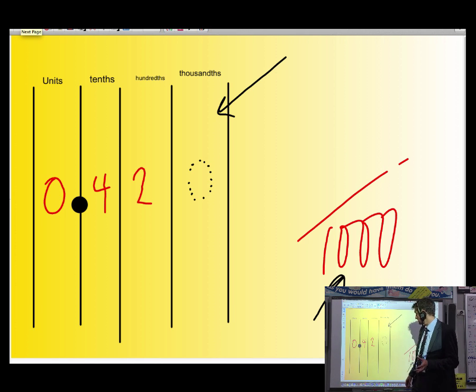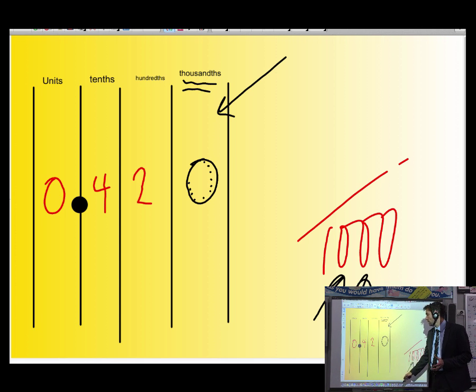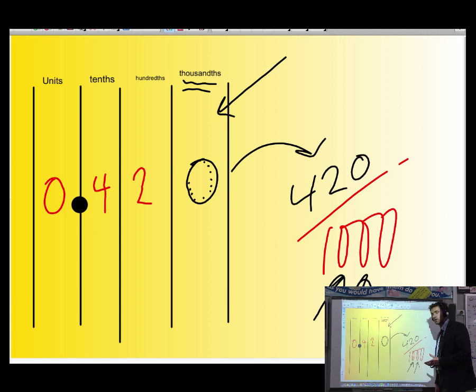Okay, so what are you going to do? Right, I hope you've worked out, because we're dealing with thousandths over here, it's got to have a placeholder of 0 there. And now, because we've got a value in our thousandths column, we can import that whole number over. 420 over 1,000.